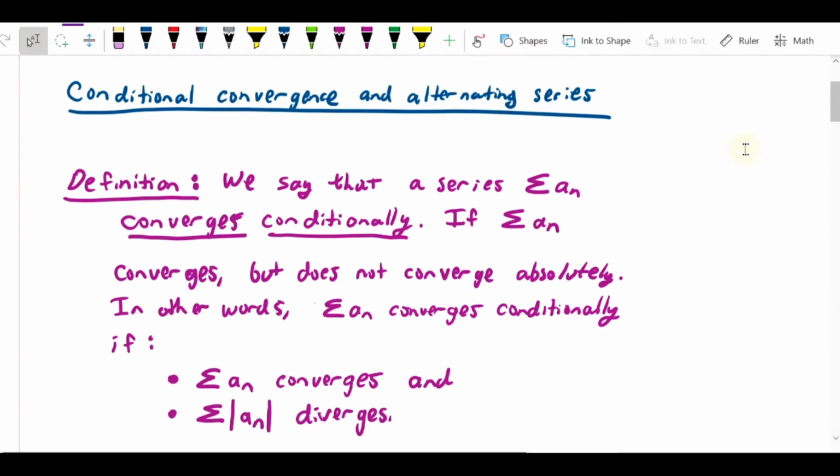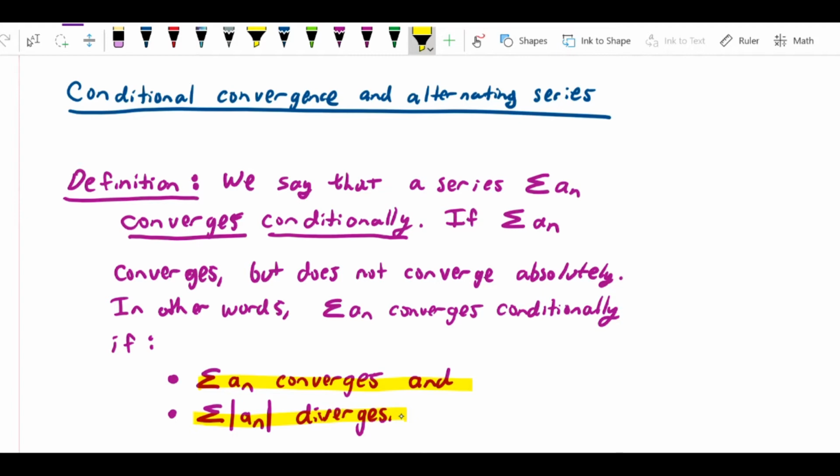We turn now to the subject of conditional convergence and alternating series. Let's start with the definition. We're going to say that a series, sum of an, converges conditionally if the sum of an converges but does not converge absolutely. To put that in more concrete terms, the sum of an converges conditionally if the sum of regular an converges, but the sum of its corresponding positive term series diverges.